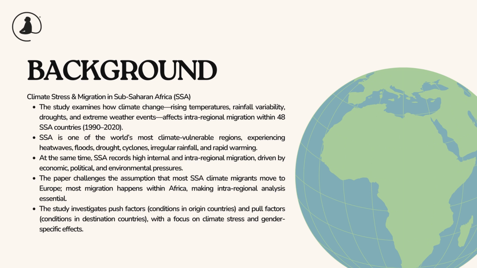This paper focuses on intra-regional migration, meaning movement within the sub-Saharan African region rather than migration to Europe or other regions. It examines how climate stress, from rising temperatures to rainfall anomalies, acts as either a push factor, which is a force that is driving people away from their home country, or a pull factor, which is shaping where they relocate. The study challenges the common assumption that climate migrants from sub-Saharan African countries move particularly towards the OECD countries, addressing several gaps in the literature on migration and climate change in sub-Saharan Africa.